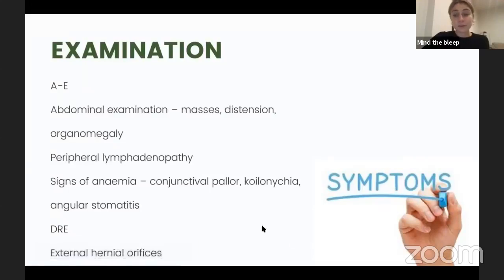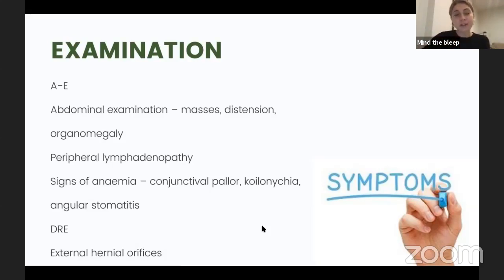And we're now going to move on to the examination. So we're going to use the A to E approach. We're going to perform the abdominal examination to look for any masses that are palpable. We're going to look for abdominal distension, for any palpable organs, in particular for organomegaly. We're going to feel for peripheral lymphadenopathy.